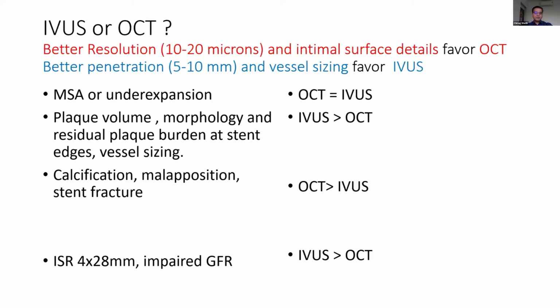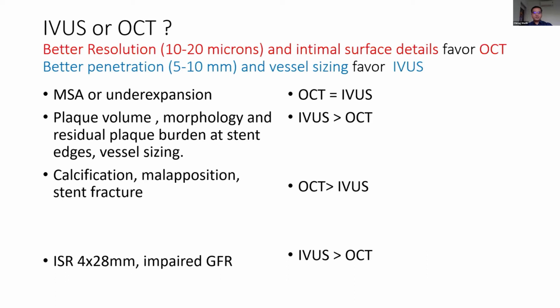So if you want to look at MSA or under-expansion of the stent, both modalities may be equivalent. Deciding on volume, plaque burden, vessel sizing, IVUS would be better. Looking into calcification, malposition, and stent fracture, OCT would be much better.